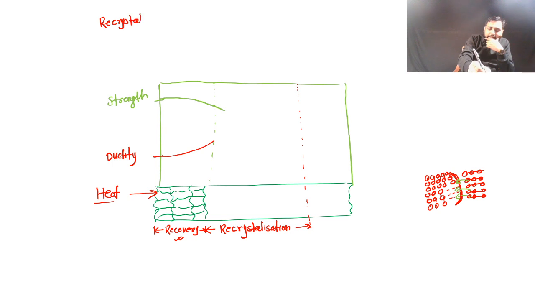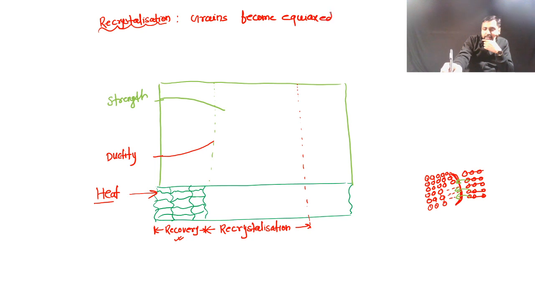It is said that recrystallization means grains become equiaxed and strain free. This is what happens during recrystallization. Grains become equiaxed and strain free. Now my dear, you will be thinking, what is this equiaxed and what is this strain free, right?